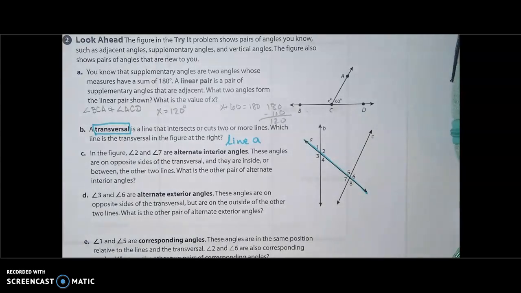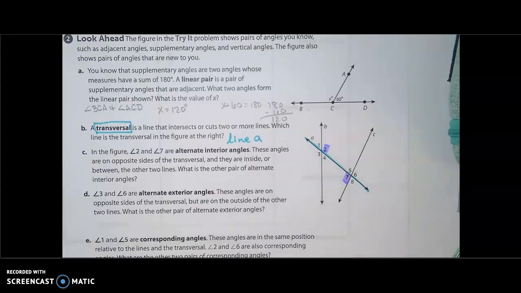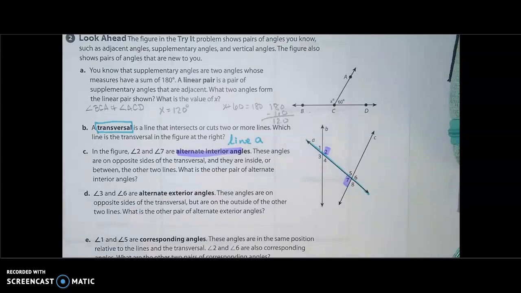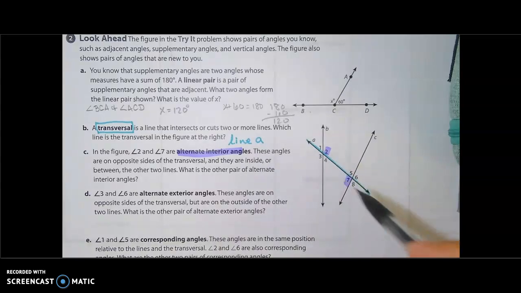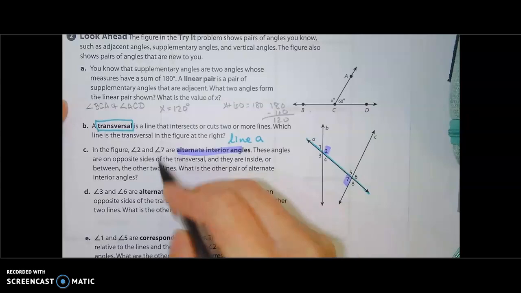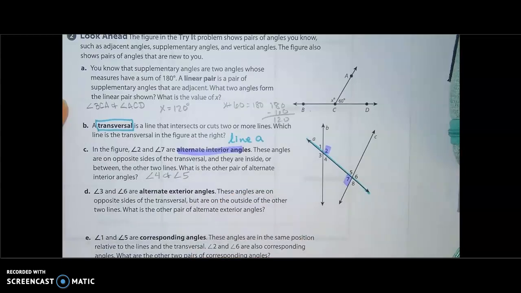All right, and then C, in the figure 2 and 7 are alternate interior angles. So here's 2, here's 7. These angles are on opposite sides of the transversal, so that's what alternate means, opposite sides, and they are inside or between the other two lines. What is the other pair of alternate interior angles? So if 2 and 7 are alternate interior, then I only have one other pair. So I want angles that are inside. That's going to be angle 4 and angle 5. So that's our answer, angle 4 and angle 5.